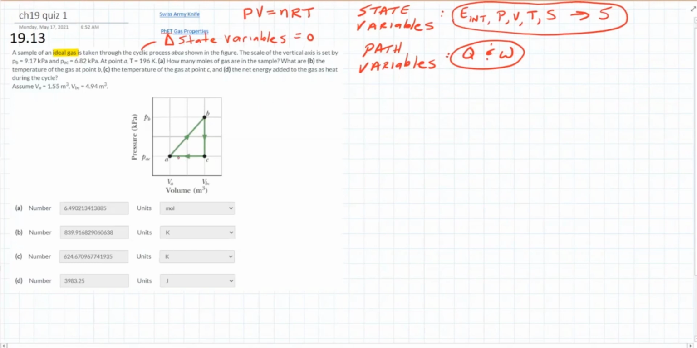So if I'm starting off here at thermodynamic energy state A and I end up at thermodynamic energy state A, nothing changes in terms of pressure, volume, temperature, and entropy. However, there has to be a change in terms of Q and W, in terms of heat and work. There's no way you can go through a cycle without having some amount of heat and work produced or consumed.